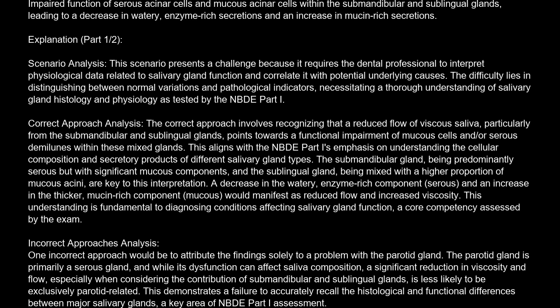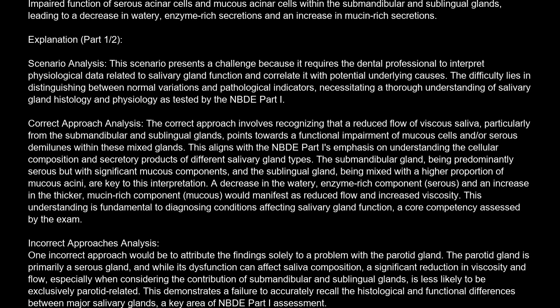Correct approach analysis. The correct approach involves recognizing that a reduced flow of viscous saliva, particularly from the submandibular and sublingual glands, points towards a functional impairment of mucus cells and/or serous demilunes within these mixed glands.